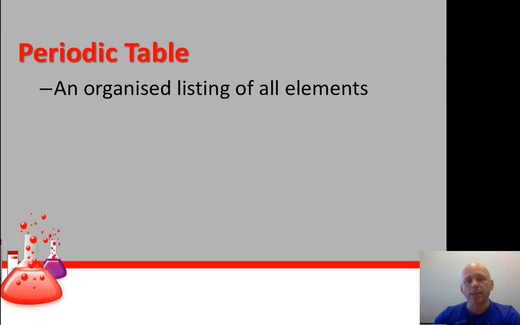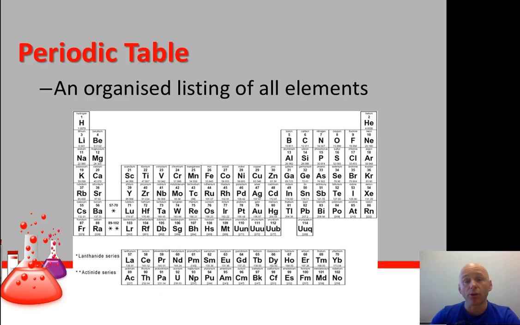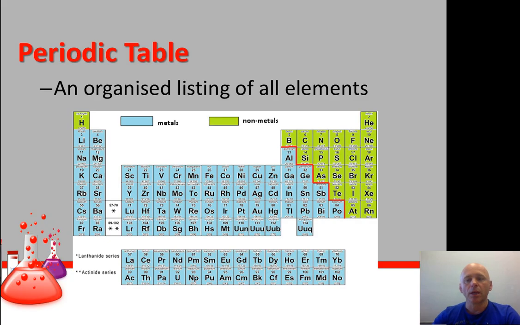The periodic table is an organized listing of all the elements. Okay, here's a periodic table. It has the 109 or so elements. Well, this one here actually has 114. Alright, over along this side here you can see a staircase line. This divides the metals from the non-metals. Okay, and I've just colored them in. The pale green are the non-metals and the blue are the metals. You'll notice hydrogen up at the top corner here. Okay, it's considered a non-metal, but it still falls on that side of the periodic table.